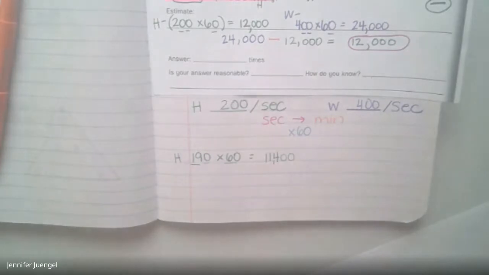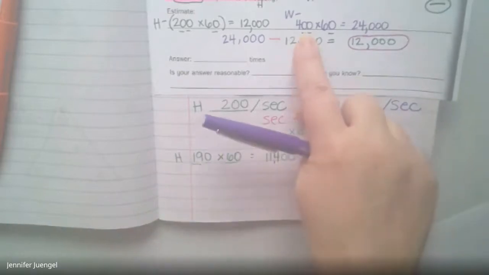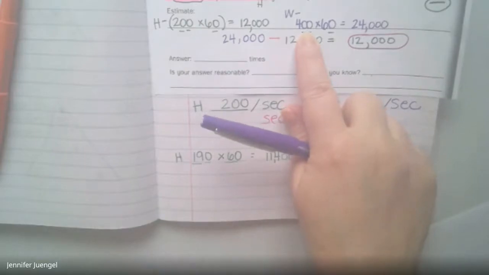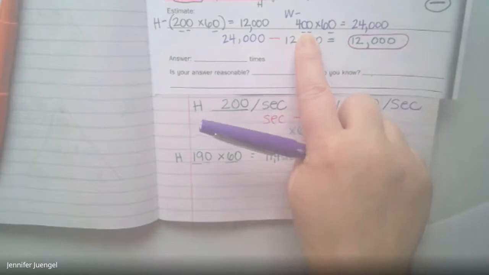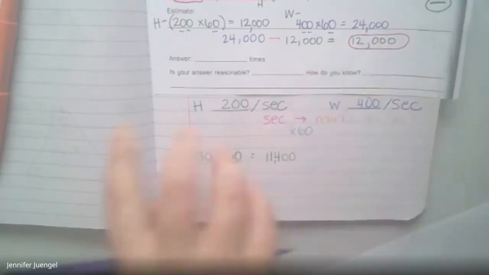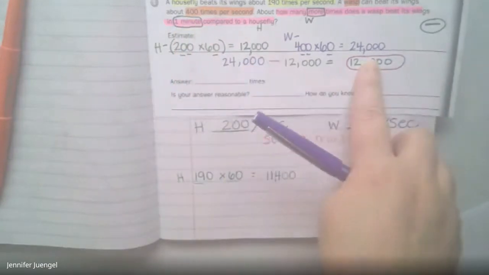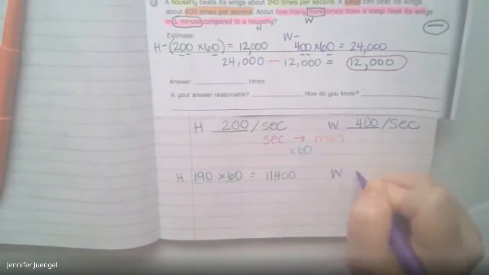Now let's try this work for the wasp. Now remember, actually, the wasp, we didn't even round any of his numbers. Remember, 400 was already a really reasonable estimate. So we can say that we don't even need to do any more math to find the wasp because we didn't have to round at all. 400 was the original number straight out of the problem. So we can keep that number that we found, 24,000, for the wasp.